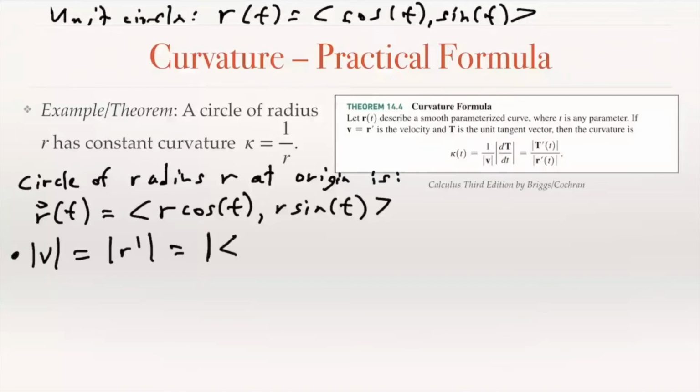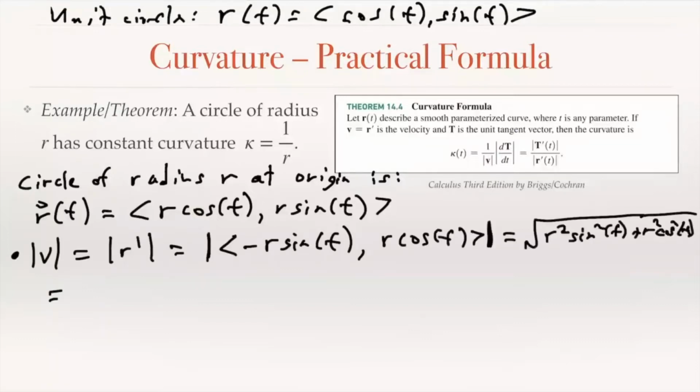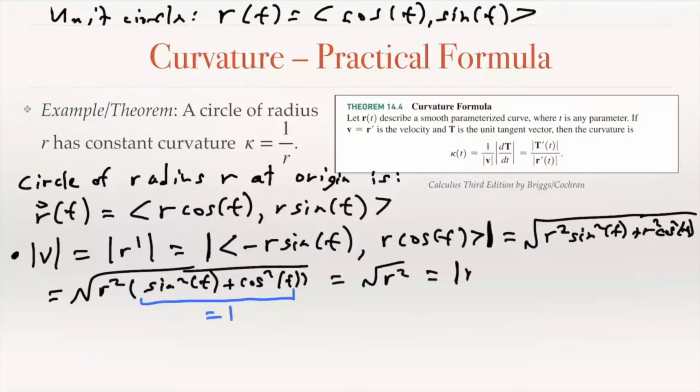The derivative of cosine is minus sine, and of sine is cosine. And we wind up with that. We can factor out the r squared, and we wind up with our usual sine squared plus cosine squared. And the speed is the magnitude of r. We can assume r is positive because it's the radius. Okay, so the speed is r.